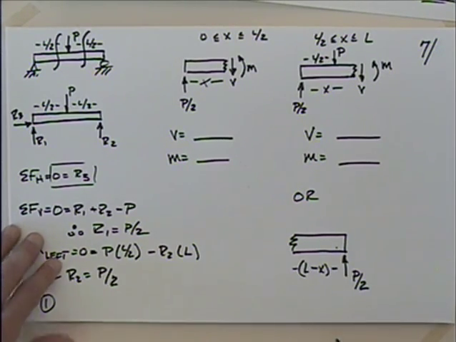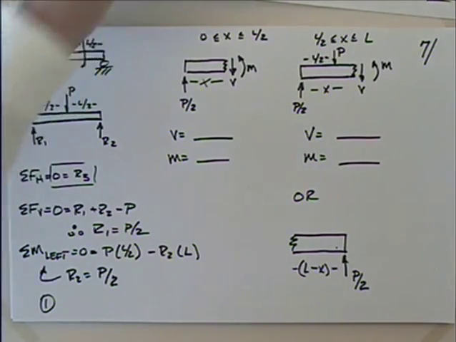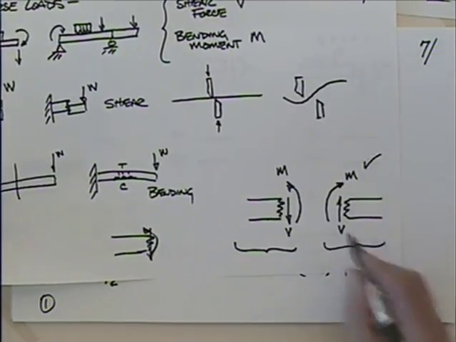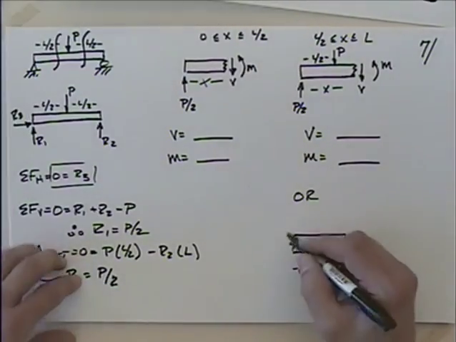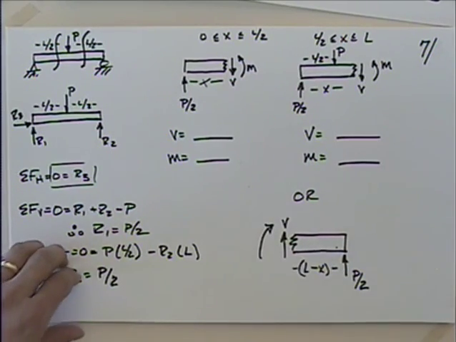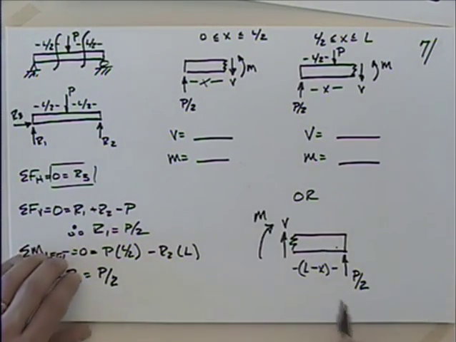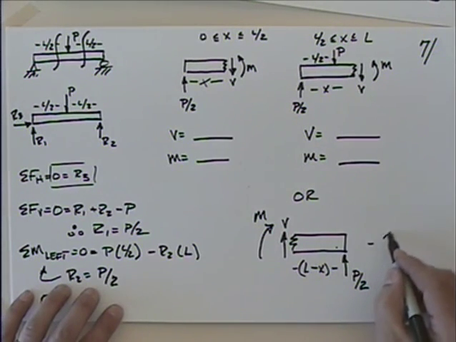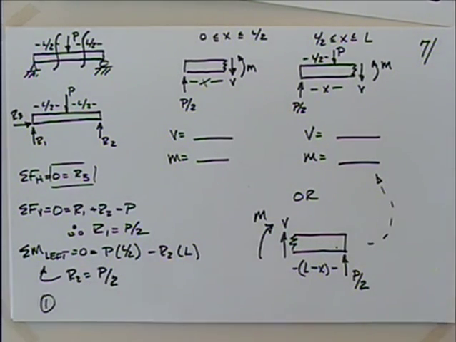And our deformation sign convention, we have to be very careful of that. We're now looking at the right-hand side, so I need to use this, shear up, moment clockwise. So there's the shear, and there's the moment. And when I get the shear and the moment from this one, should it be the same as this? It had better be. Okay.